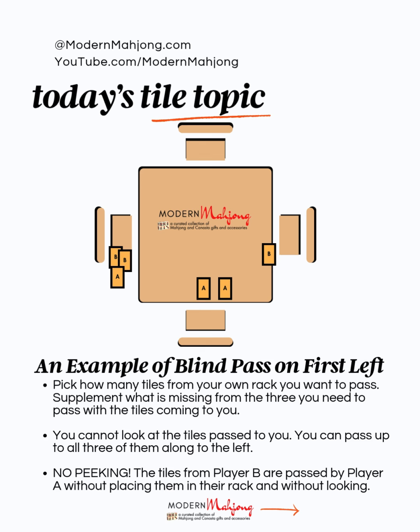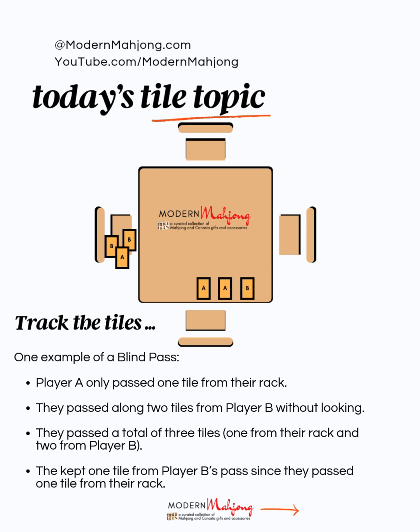No peeking. The tiles from player B are passed to player A without placing them in their rack and without looking. So look at this image and track the tiles. Player A only gave the next player 1 tile, and then they gave 2 tiles from B to that player. They passed a total of 3 tiles. 1 was from their rack and 2 was from player B. They kept 1 tile from player B's pass since they passed 1 tile.